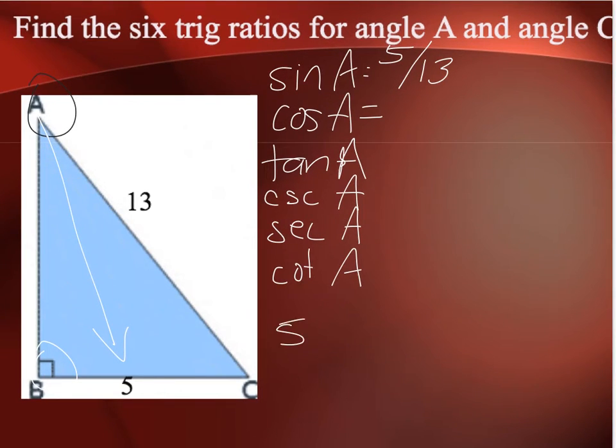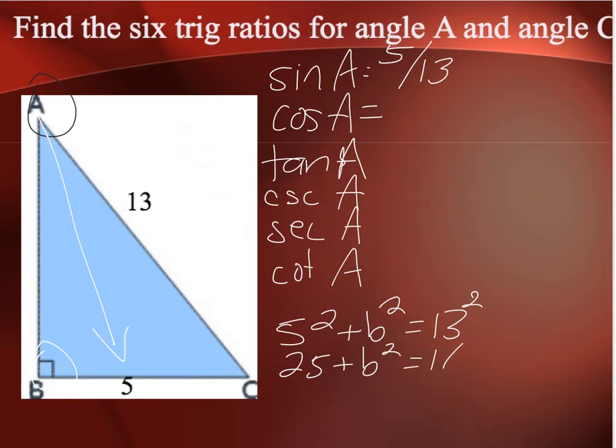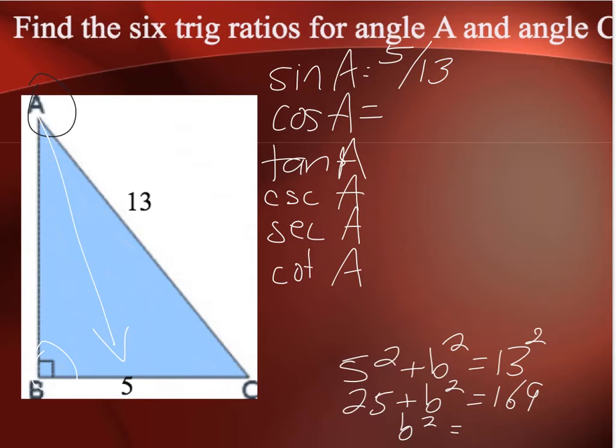We have 5 squared plus, let's see, what side are we missing here? B squared, technically, equals 13 squared. 25 plus b squared equals 169. B squared equals 144. Does not look like a 4, and so b equals 12. And of course you may have even known that this was a 5, 12, 13 at this point. Cosine is 12 over 13. Tangent is opposite over adjacent, which is 5 over 12, etc.